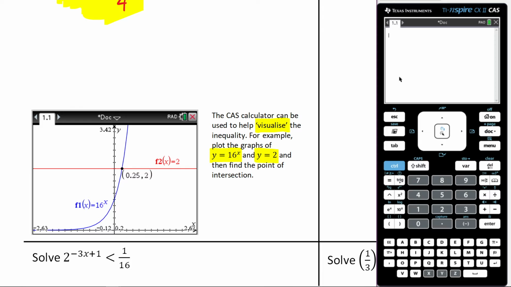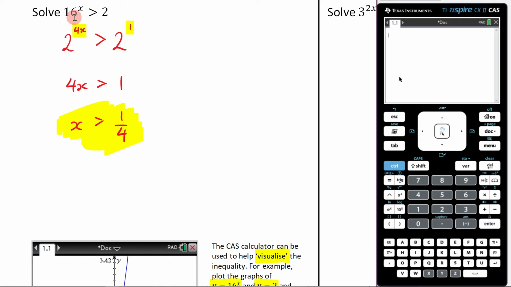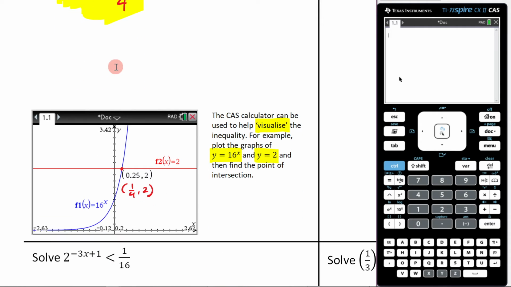As you can see, the point of intersection between these two lines, and let me grab a colored pen, is right here: 0.25, which is 1 on 4, and of course 2. So now the question is, remember, what are we asking? Where is this greater than that? Where is 16 raised to the x greater than 2? Where does that occur?